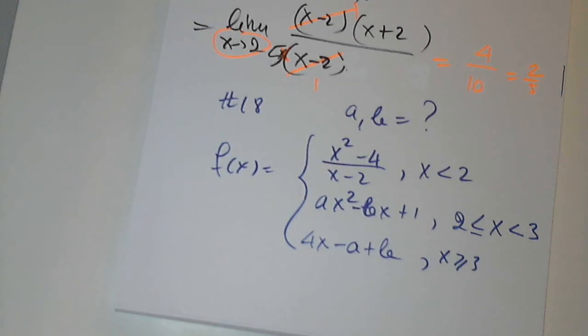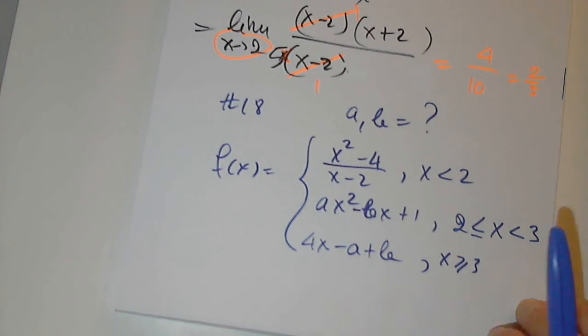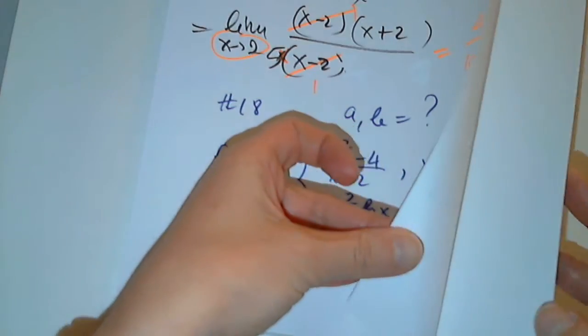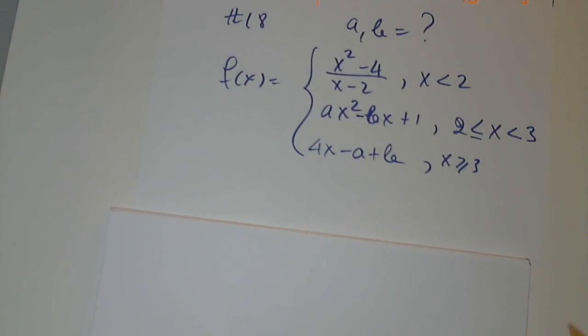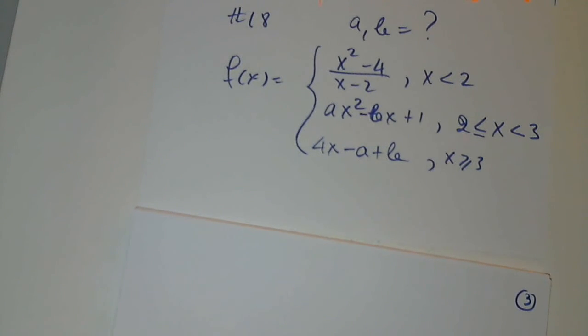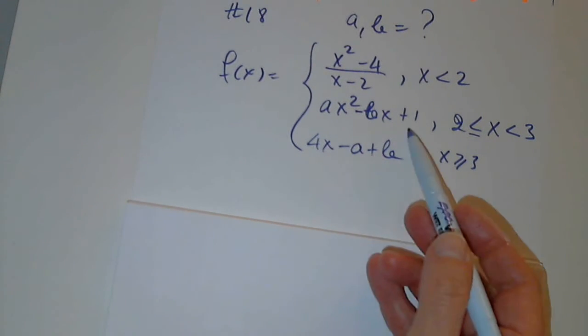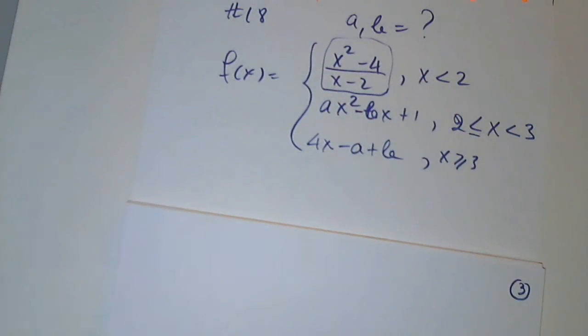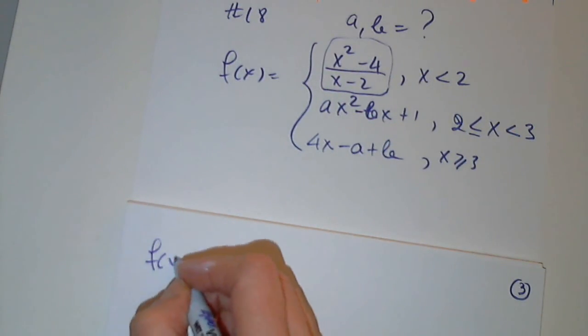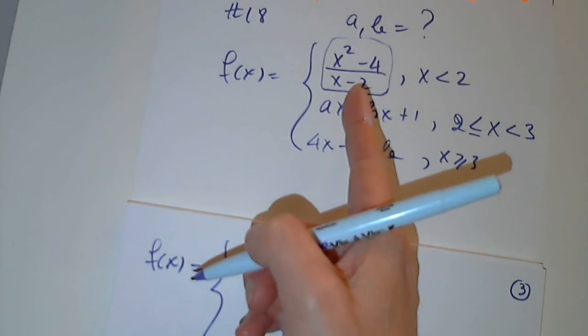Perfect. So we want to make this function continuous everywhere, right? Let's take a look. We have to write and simplify first if we can. I cannot simplify this, I cannot simplify this, but I definitely can simplify this. Everyone can see that, right? Good, so how do I simplify that?